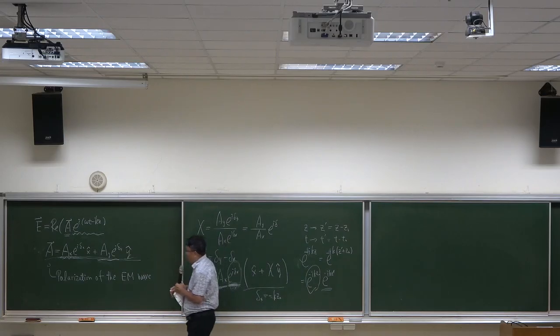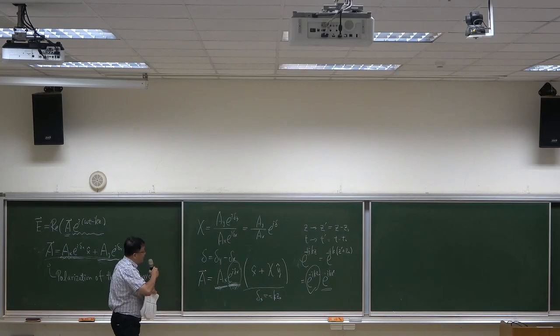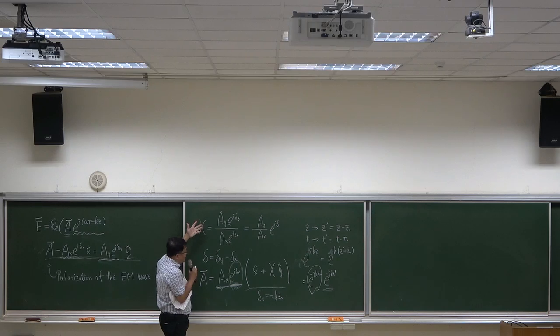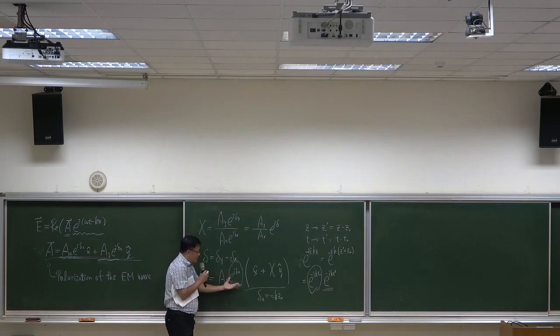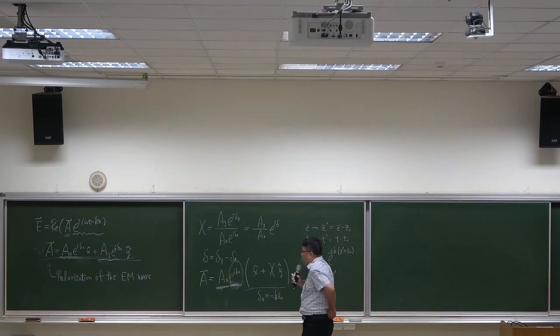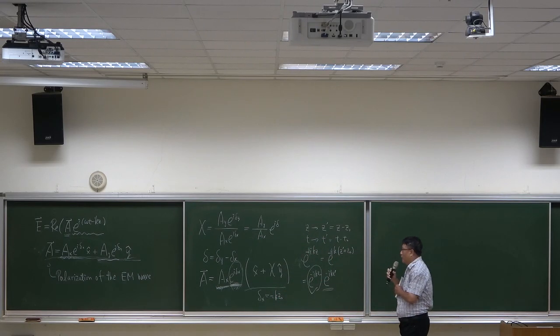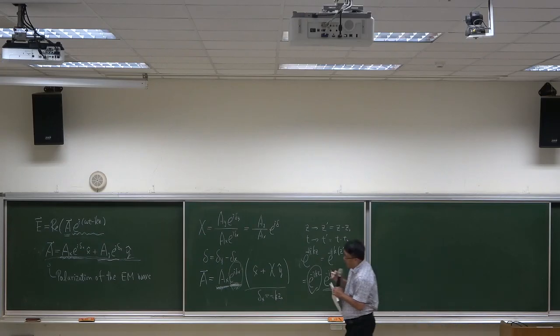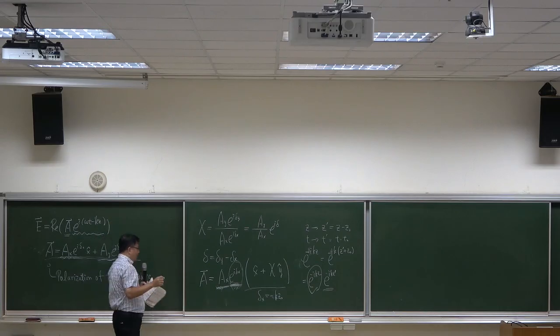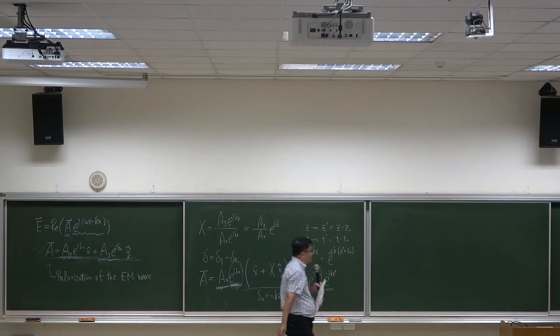That's why we can use chi to represent the polarization state without knowing the exact values of A_x and delta_x. There is another approach that we can use to represent the polarization state of the electric field. We use the so-called Jones vector.